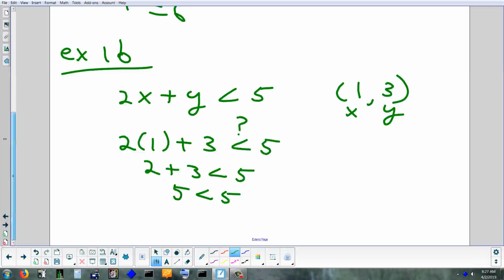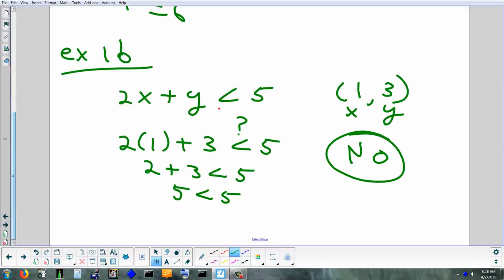Okay, so first step to answer this, is 5 less than 5? No. So what does that mean about the point (1, 3)? It's not a solution. So, tell whether the ordered pair is a solution. No. It did not work. Now, if it said less than or equal, would it be a solution? Yes, because 5 is less than or equal to 5. But is 5 smaller than 5? No, they're the same.